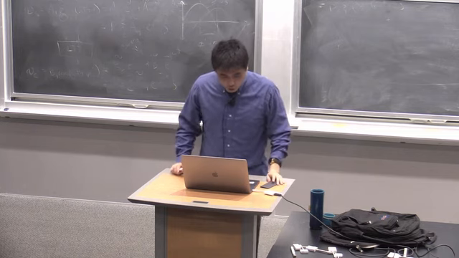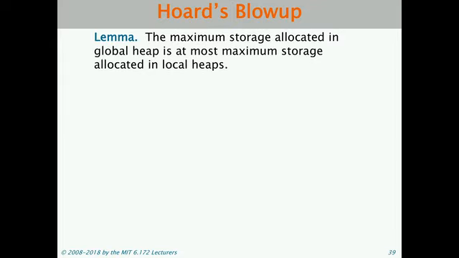OK, so let's look at how we can bound the blowup of the Hoard allocator. So there's actually a lemma that we're going to use and not prove. The lemma is that the maximum storage allocated in the global heap is at most the maximum storage allocated in the local heaps. So we just need to analyze how much storage is allocated in the local heaps, because the total amount of storage is going to be at most twice as much since the global heap storage is dominated by the local heap storage.